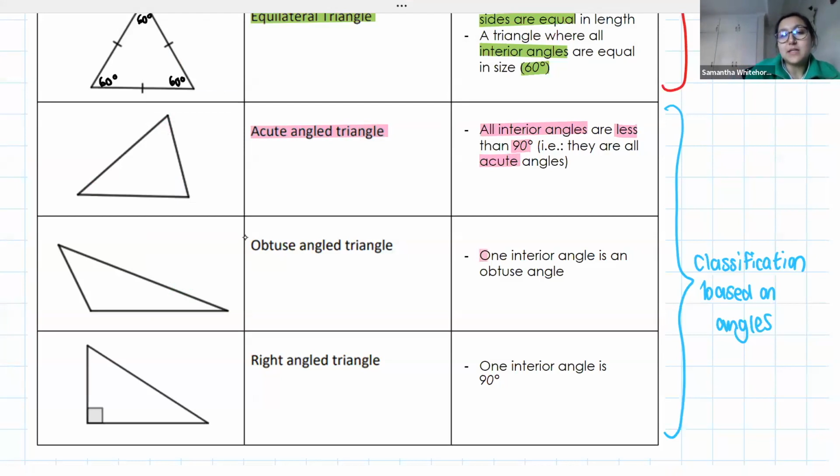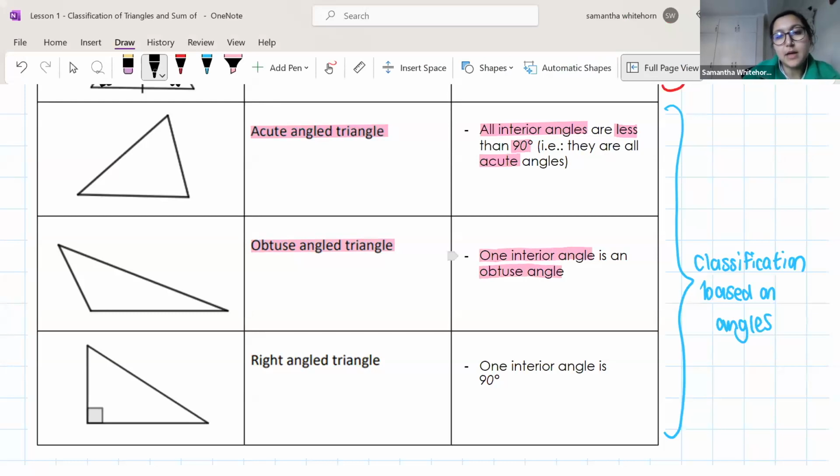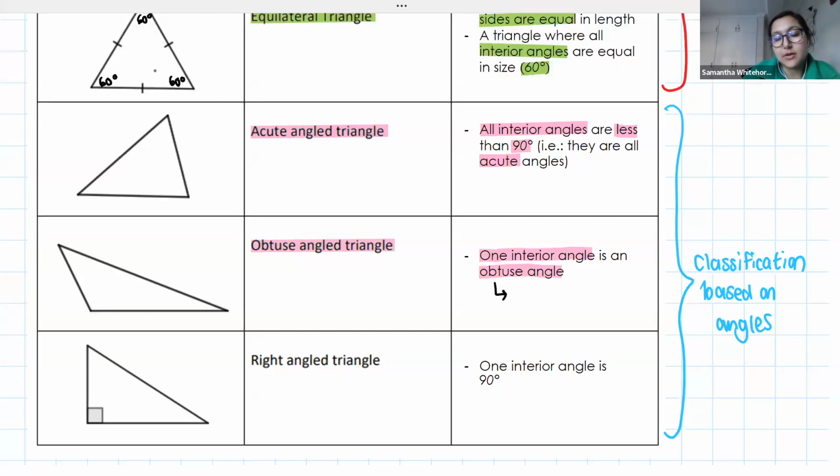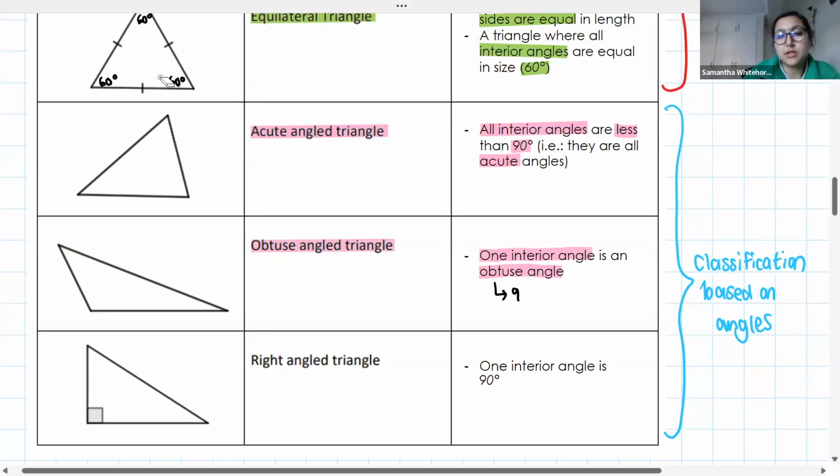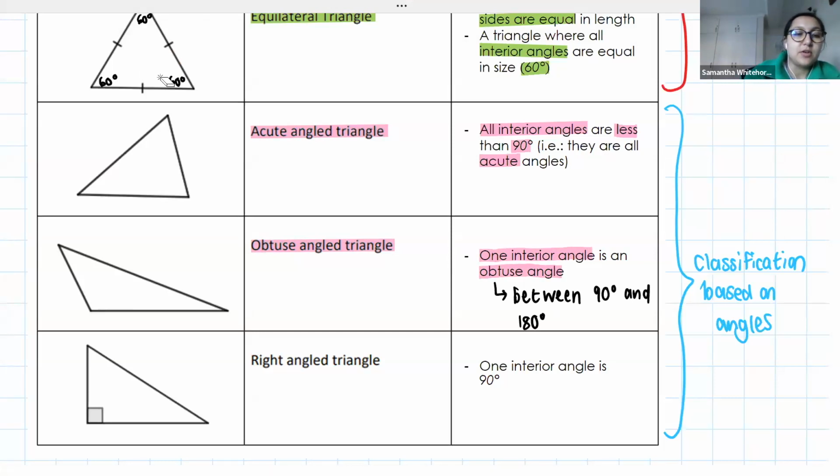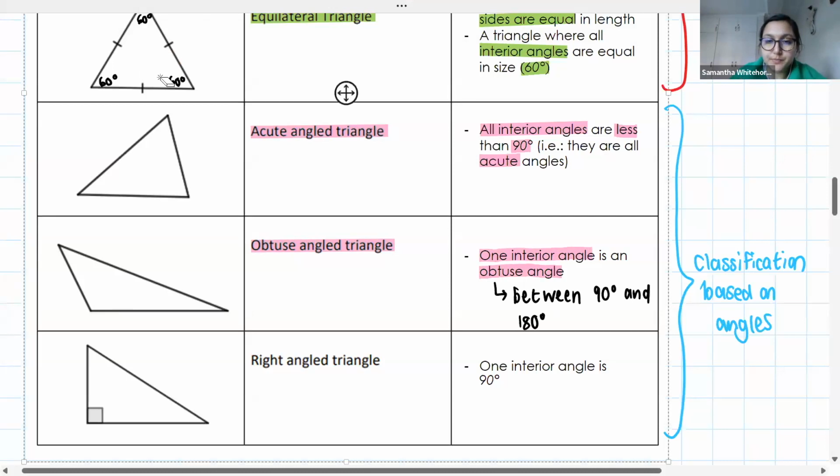If we have one interior angle that is an obtuse angle, we have an obtuse angled triangle. Now, guys, we did go through types of angles a while back, but remember, an obtuse angle is an angle that is somewhere between 90 and 180. So if, for example, we had an angle in this triangle that was 120 degrees, that is an obtuse angle, and so we then have an obtuse angled triangle.